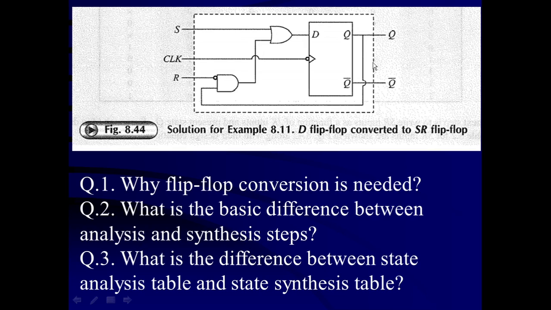So you can see that outside these dotted lines, it behaves like an RS flip-flop, with S input and R input, and Q and Q bar outputs. This way we can convert a D flip-flop into the RS flip-flop. You can utilize it as an RS flip-flop using these gates.